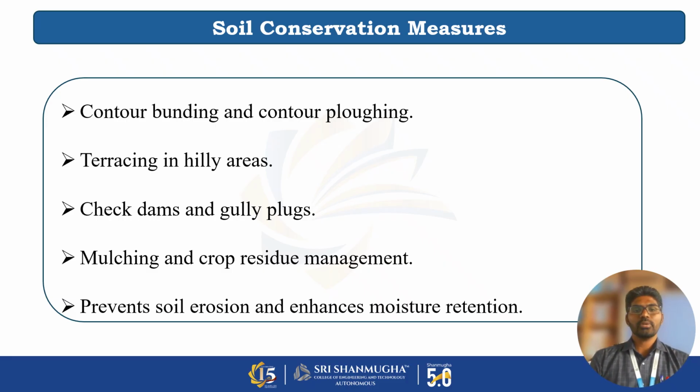Mulching and crop residue. Proper mulching and crop residue management decreases evapotranspiration, increases infiltration rate, and reduces soil erosion by preventing splash erosion. These are the ways by which mulching and crop residue help soil conservation: prevention of soil erosion and enhancing moisture retention. Moisture retention is enhanced by increasing the crop residues and organic matter cover in the soil.